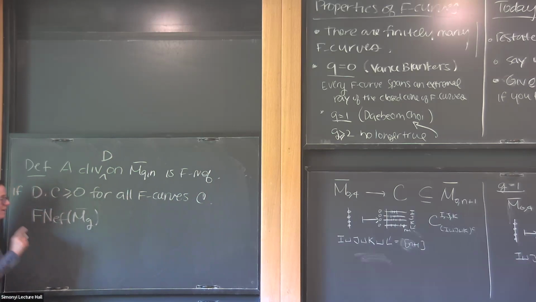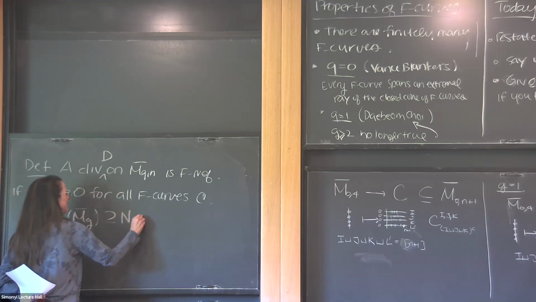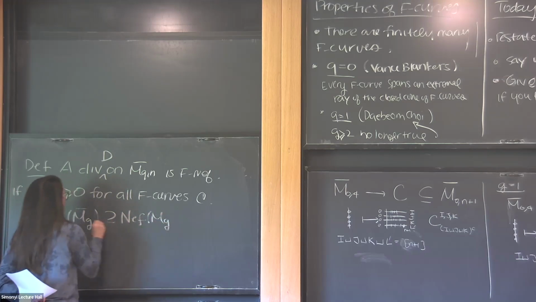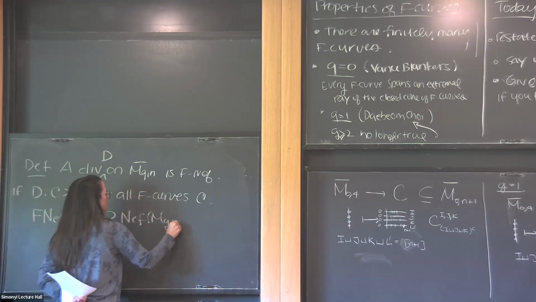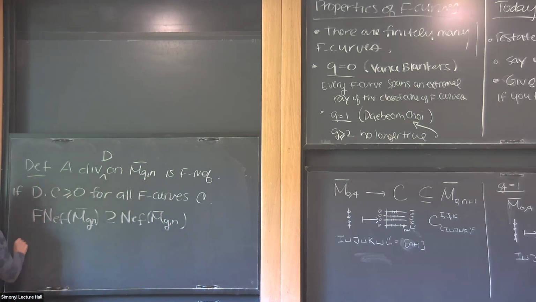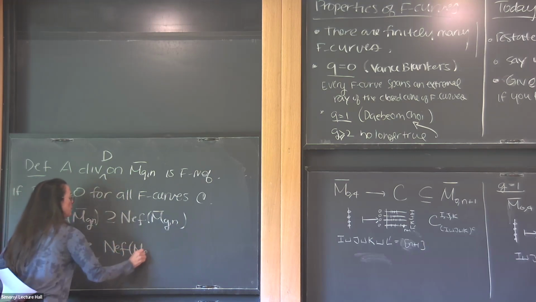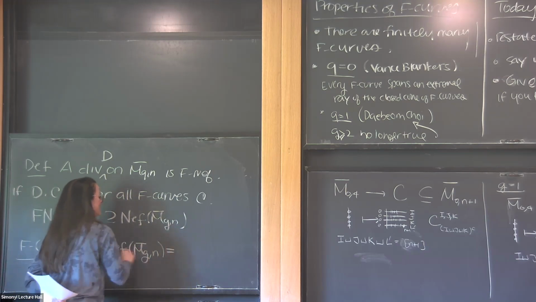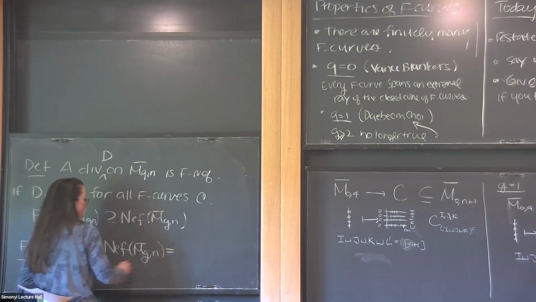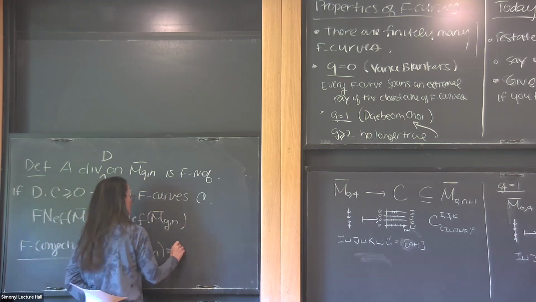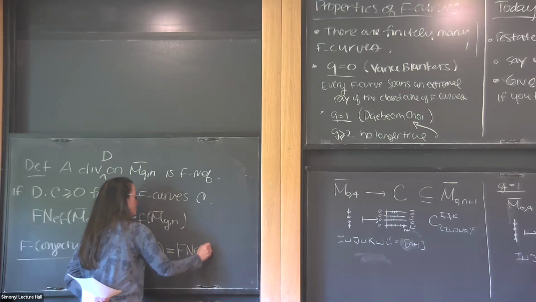And the F-nef cone, if you think about it, of course, if you have a nef divisor, then it's going to have the property that it non-negatively intersects all F-curves. So the nef cone will be contained inside the F-nef cone of M_{g,n} bar. And the F-conjecture says that these two cones are the same. It says that the nef cone actually contains the F-nef cone.